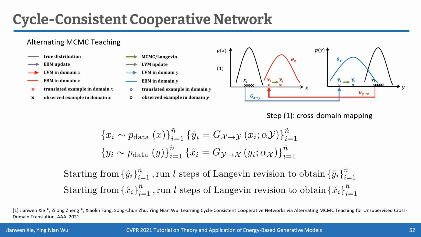The generators are visualized as arrows in this figure, with red color indicating a mapping from domain Y to X, and blue color indicating a mapping from domain X to Y. We will use X and Y to represent training data, X hat and Y hat to represent outputs by the generators, and X tilde and Y tilde to represent the outputs of the MCMC by the EBMs.